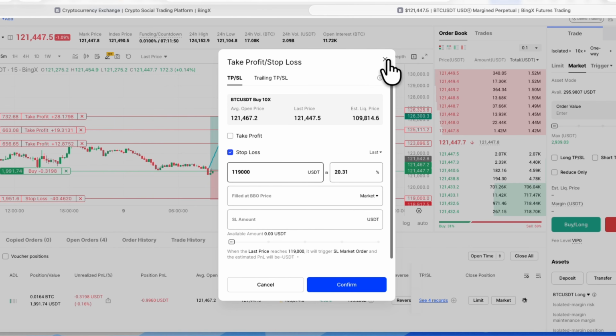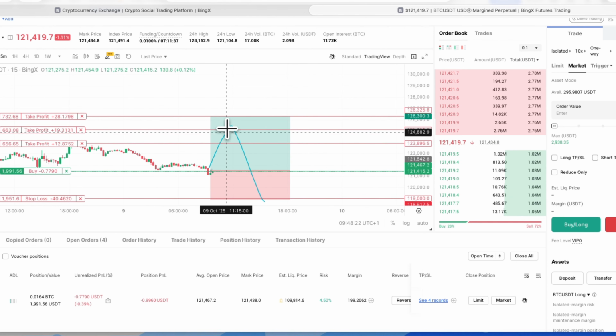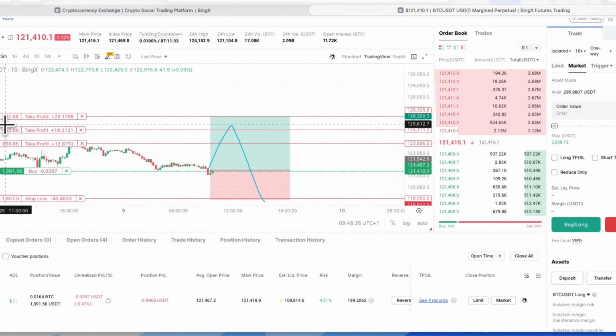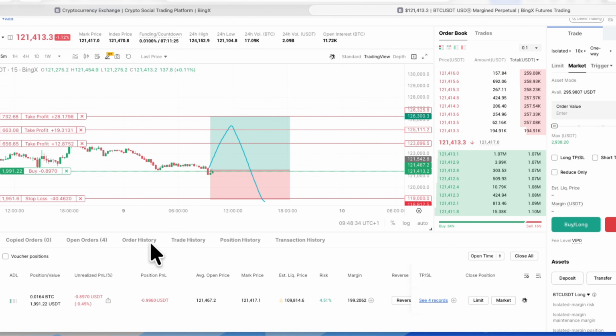So I hope you get it now. It was 20% because I entered $119,000 as my stop loss. So that means I'm losing 20%. So this percentage right here is what you are losing. So if it goes to take profit 1 and take profit 2 and comes to stop loss, you're only losing 20% of this $73. That's the only money you are losing. And 20% of $73 is what?